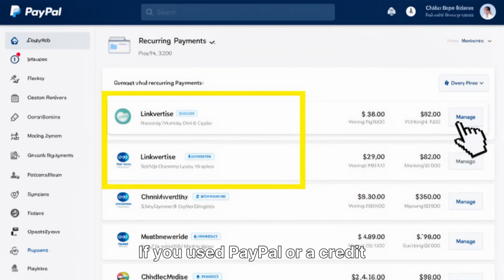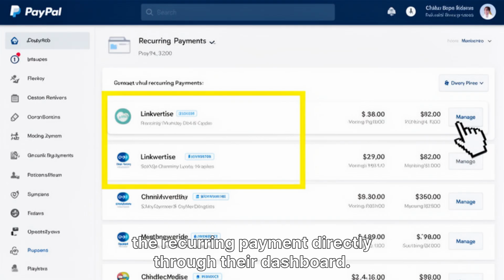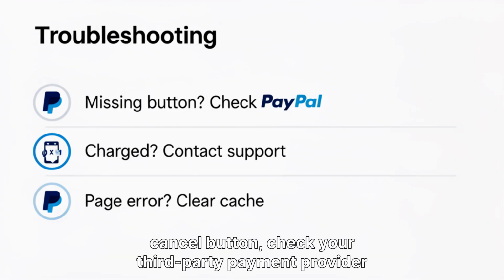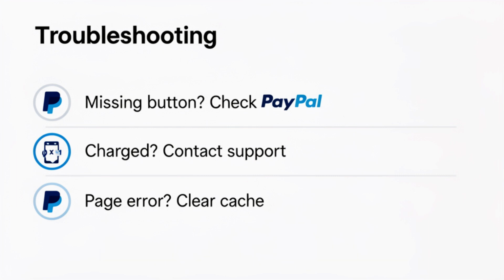If you used PayPal or a credit card externally, you may need to manage the recurring payment directly through their dashboard. If you encounter issues, like a missing cancel button, check your third-party payment provider or contact Linkvertise support directly.